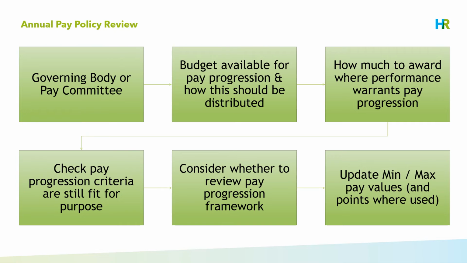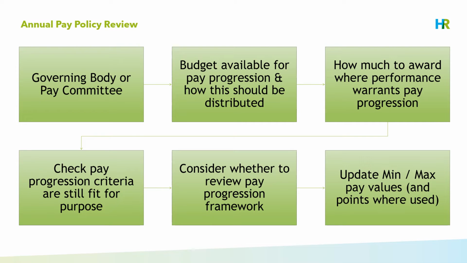A school's pay policy should be reviewed annually once any pay award for the year has been confirmed and published in the STPCD. Depending on the governing body structure, this review may be undertaken by the whole governing body or pay committee. The review should consider the budget available for pay progression and how this should be distributed.